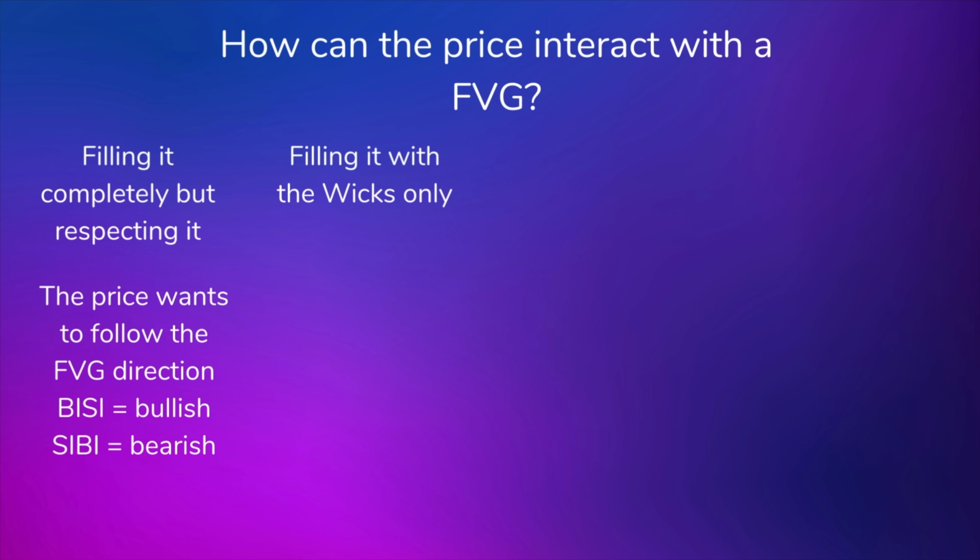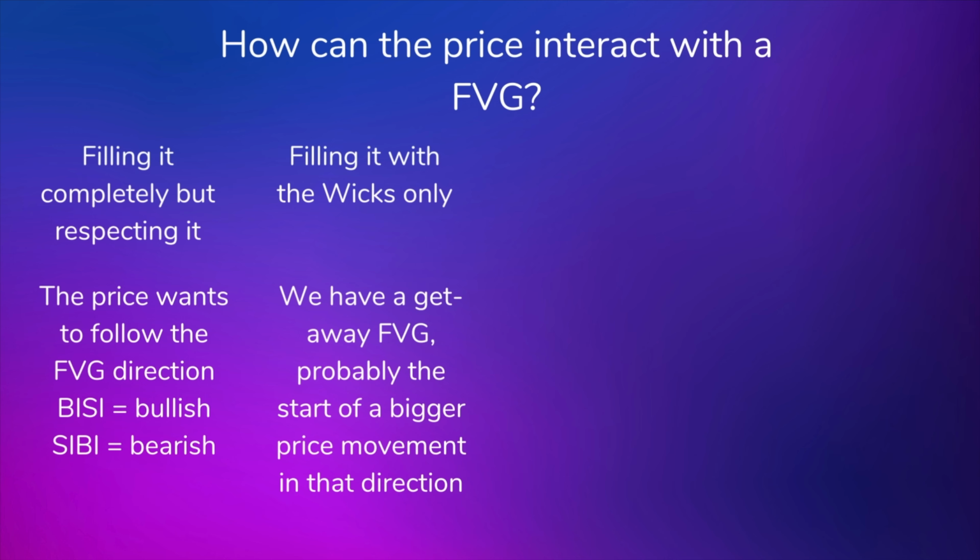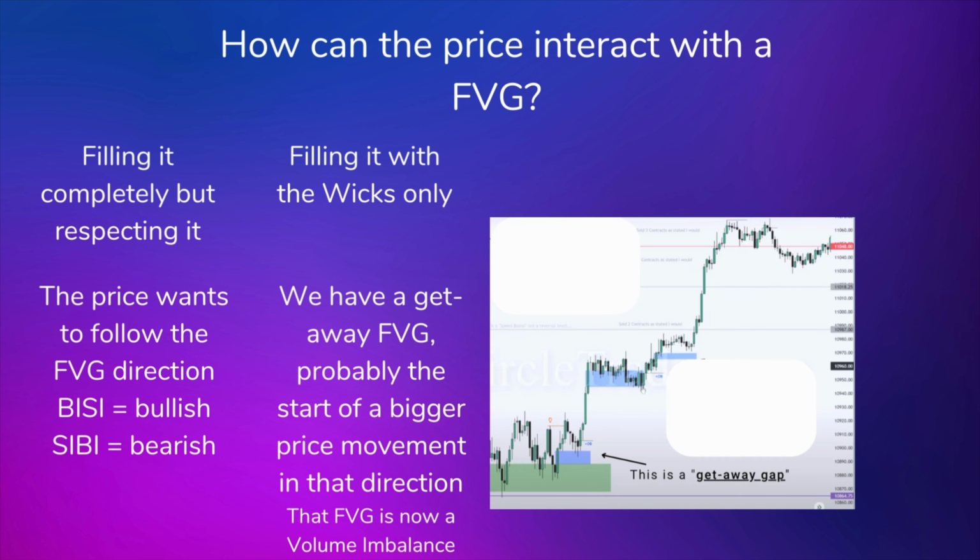The price can also interact with a fair value gap, filling it with the wicks only. In that case, we have a getaway fair value gap, very likely. And that's probably going to be the start of a bigger price movement, always in that direction. So if it's a BISI, bullish movement, if it's a SIBI, bearish movement. We have seen that in the Mentorship 2023 example that I was presenting you before. It's the first type of fair value gap that we see, and it's the getaway fair value gap from which the price runs away.